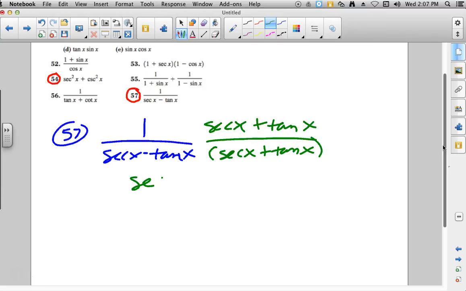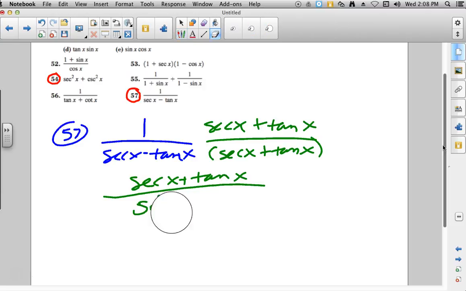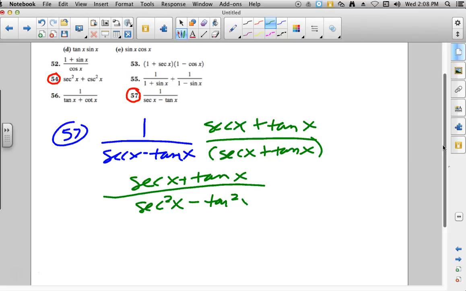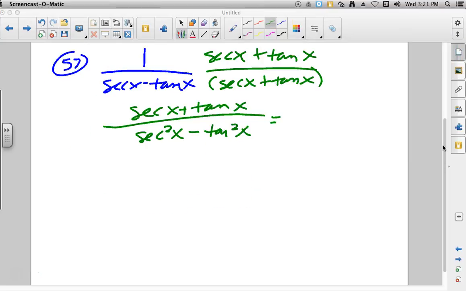Alright, so now we'll have secant x plus tangent of x over secant squared x, with first times first, and then minus tangent squared x. Now that the bell rang and everything is situated again.